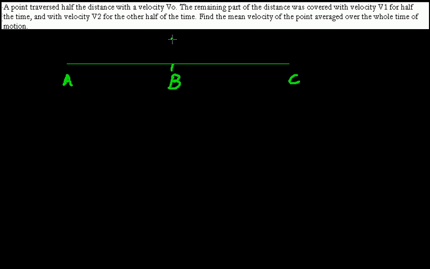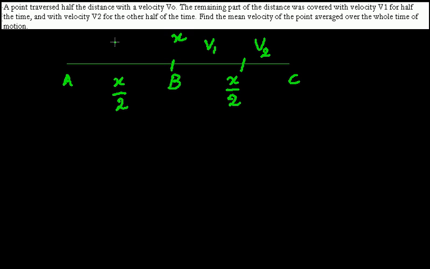velocity v0. Let's assume the total distance is from A to C and B is the midpoint of the distance, which is half. So let the total distance be x, then A to B would be x by 2 and B to C would be x by 2. The other half was traveled in equal intervals of time with different velocities. Since we do not know which is bigger, either v1 or v2, we can consider any of them. So let's assume that v1 is smaller than v2.